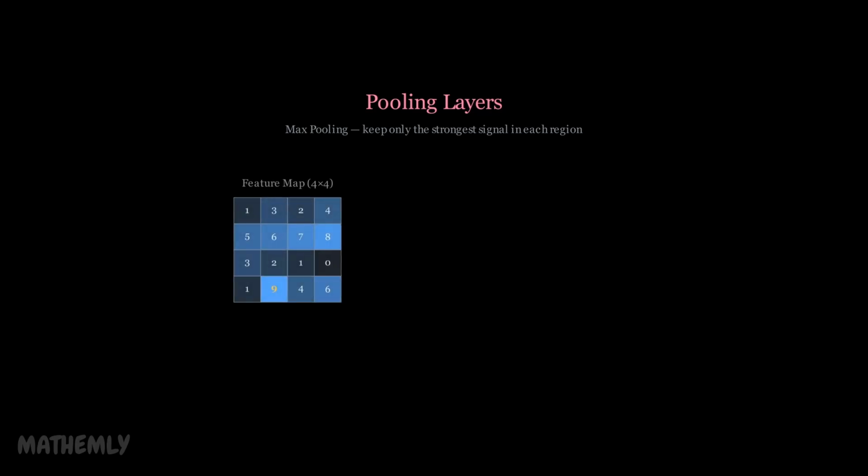Processing every single pixel with dozens of filters is computationally expensive. It creates a massive amount of data. To keep the network efficient and robust, we use pooling layers. The most common version is max pooling. Imagine breaking your image into small grids and only keeping the most intense pixel from each grid.